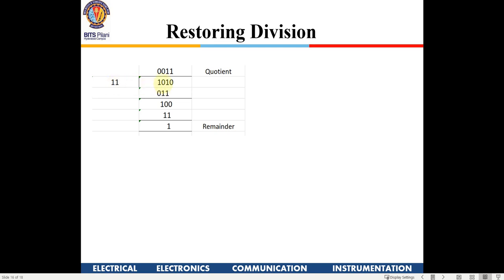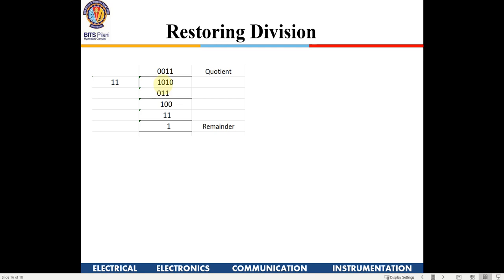Again we subtract 1 1 from 1 0, right? The result is negative, so we are going to put one more 0 on top here. Whenever the result is negative, we put 0 here, and again we revert back to the previous state. That is, we are not going to take the result of the subtraction. Instead, we are reverting it back as 1 0.